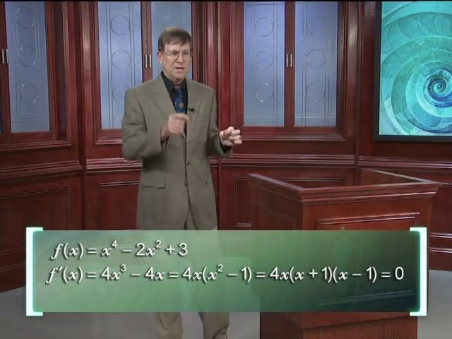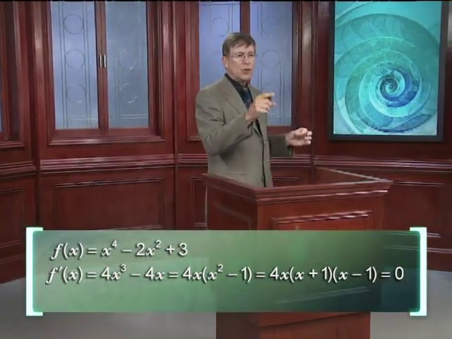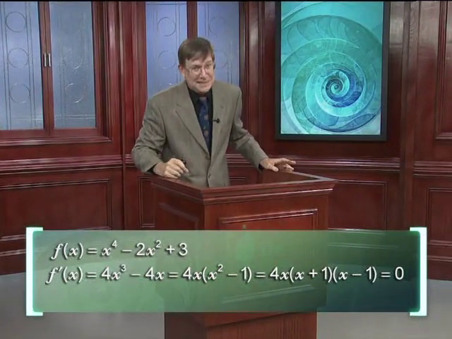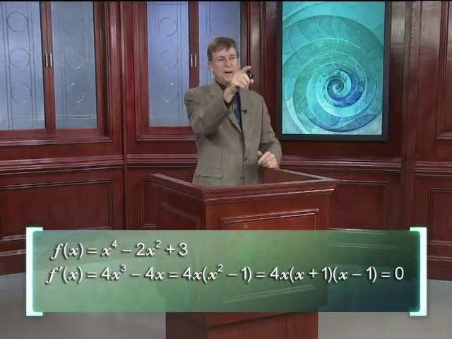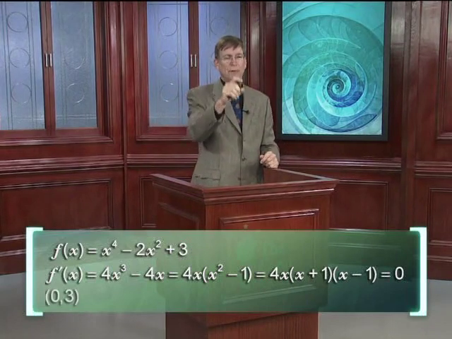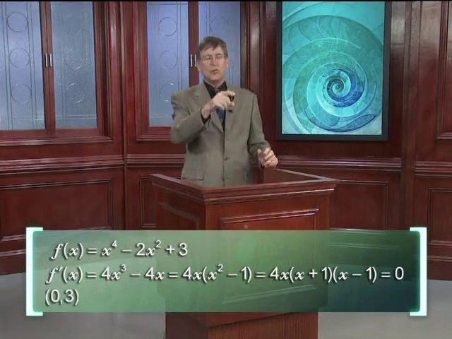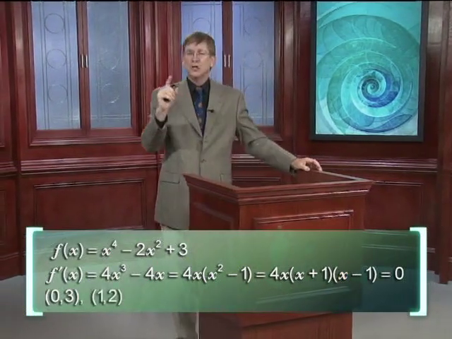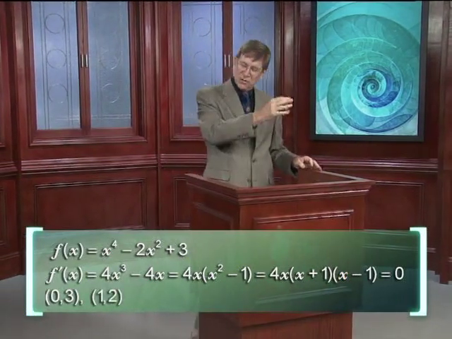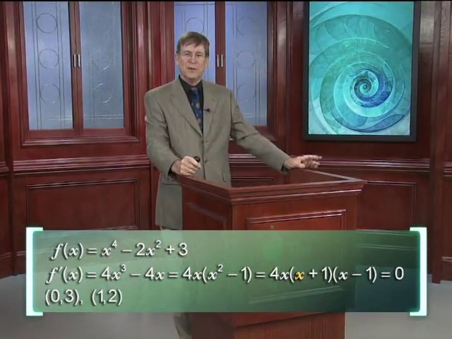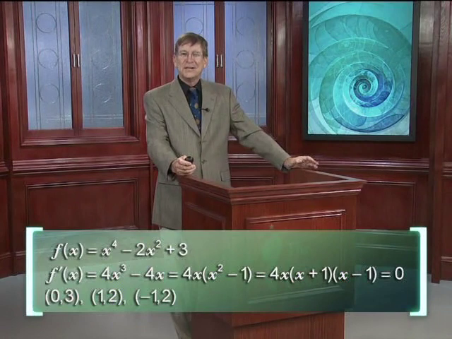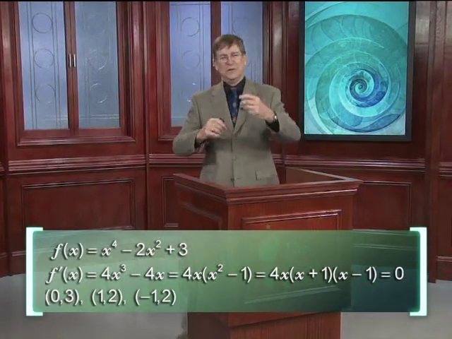So what are those points? If x is 0, the y value, plug it back into the original function, please. The y value corresponding to x equals 0 is 3. The y value corresponding to x equals 1 is 2. And by symmetry, the y value corresponding to minus 1 is also 2. Let's look at the picture and interpret our results.